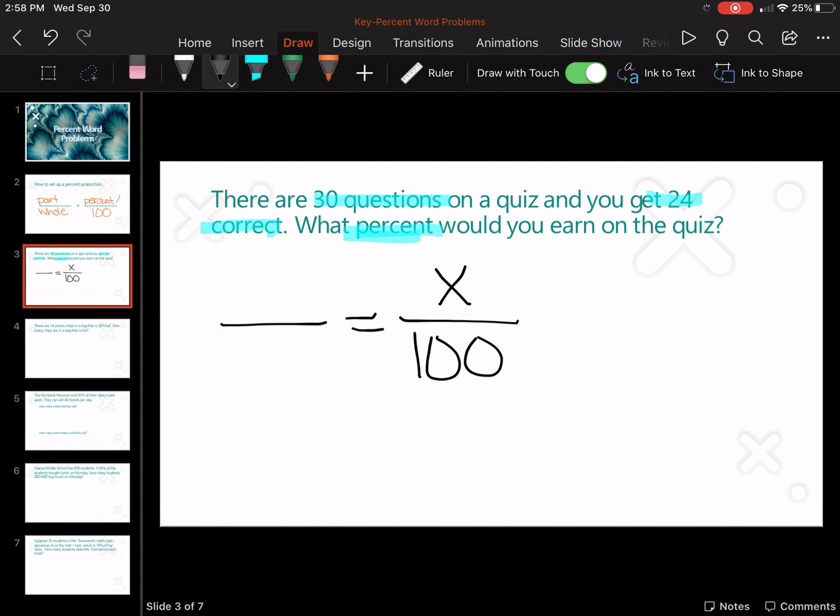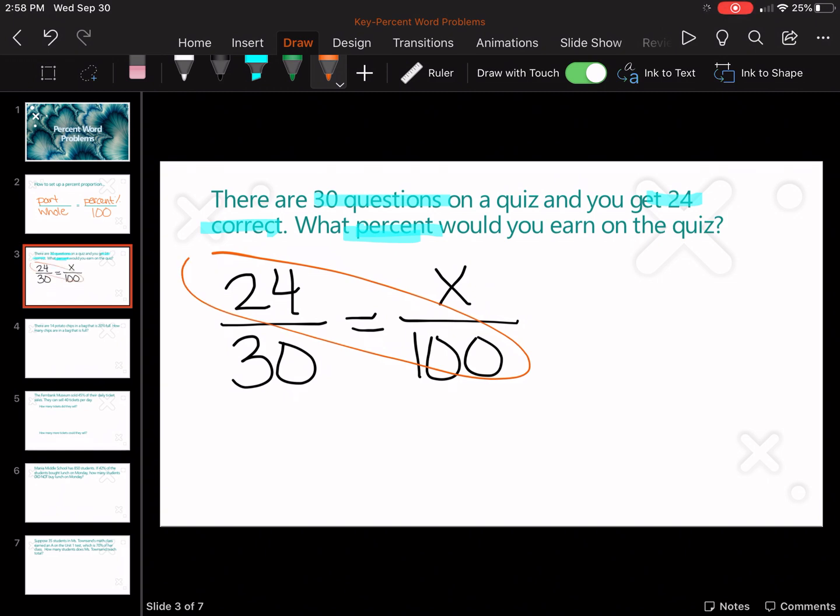Now we need to figure out which is our part and which is our whole. Our part is going to be 24 because you didn't get them all correct. You only got 24 correct out of the full 30. Okay, so now we're going to cross multiply and divide. 100 times 24 is going to be 2400. Remember, just add those two zeros. And now we're going to divide it by 30.